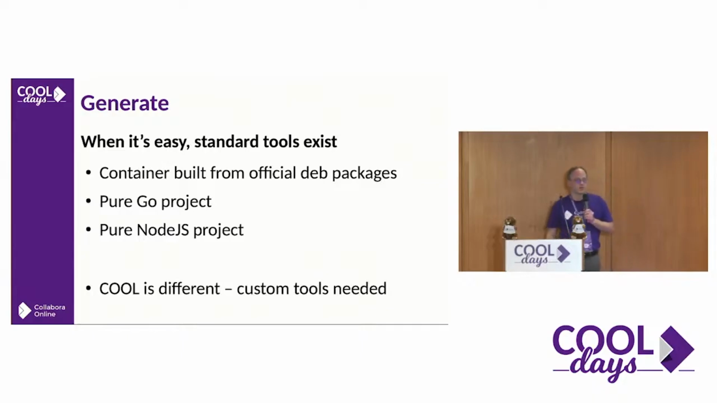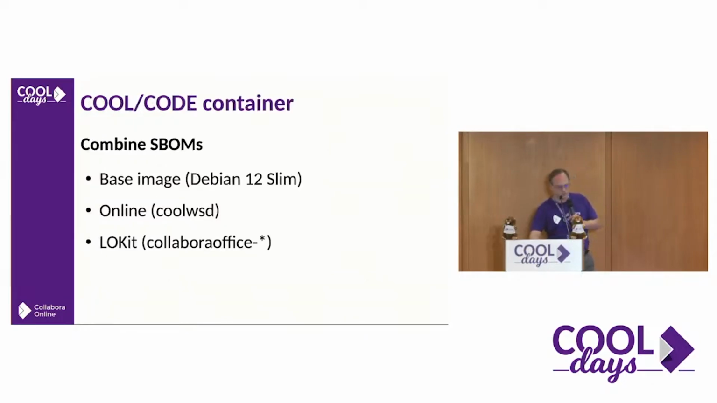So of course there are tools for it, and sometimes it's easy to generate. For example, when you build your container image out of Debian packages, or if you have a pure Go project, or if you have a pure Node.js project, then these tools can extract the SBOM either from the container image or from a directory structure. Unfortunately, the Collabora Online is different, so we need to develop custom tools. So it's a mix of JavaScript, C++, with statically linked libraries, so it's not straightforward.